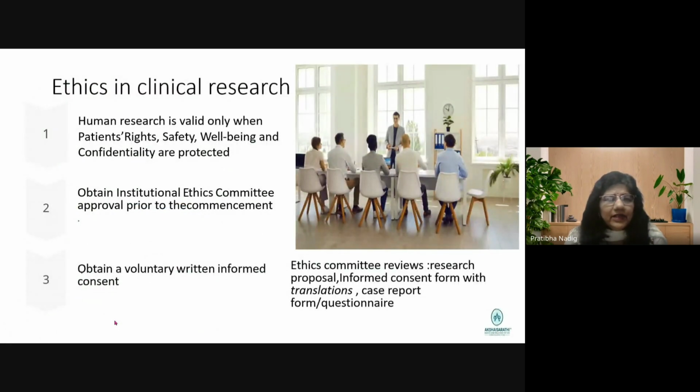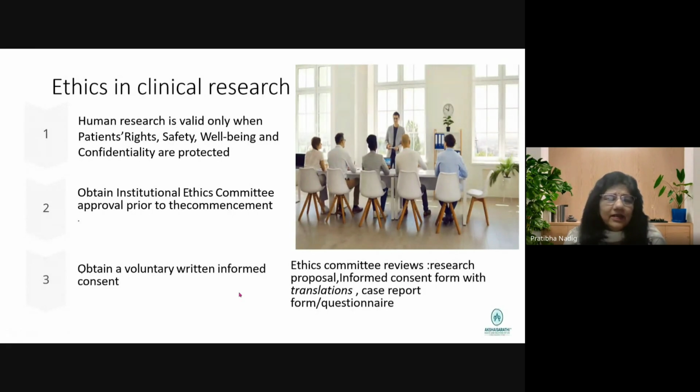And now we come to ethics in clinical research. Human research is valid only when patients' rights, safety, well-being, and confidentiality are protected. So you need to get institutional ethics committee approval and obtain a voluntary written informed consent. The ethics committee reviews the research proposal, the informed consent form, which has to be translated into the local language, and your case report form or a questionnaire or any data collection form.